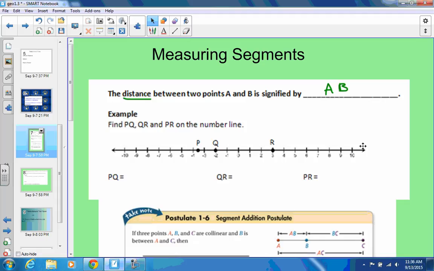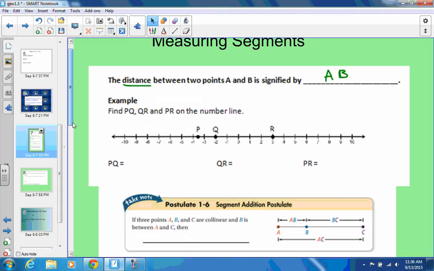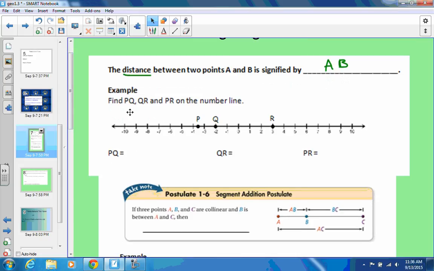All right. So example here, find PQ, QR, and PR on the number line. And we're just looking for the distance. Since there's no lines at the top, we're looking for the distance. So the distance between P and Q. I also would like to note, you can find the distance by simply taking A minus B, or points A minus B, whatever the coordinates for that would be. And the absolute value is always going to be the distance. It should be a positive distance.